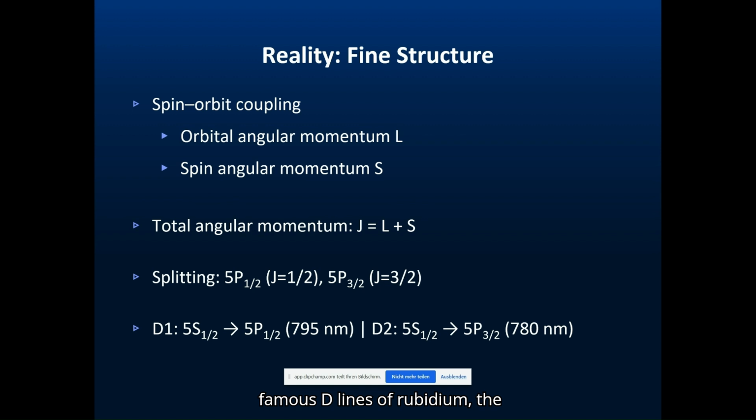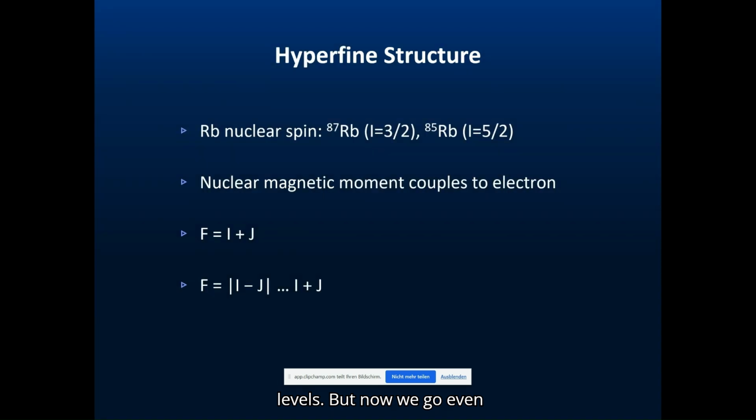The D1 line is the transition from 5s1/2 to 5p1/2 at around 795 nanometers, and the D2 line is the transition from 5s1/2 to 5p3/2 at around 780 nanometers. So even before we consider the hyperfine structure, our excited state, which was previously just one line, is already split into at least two different fine structure levels. But now we go even deeper.